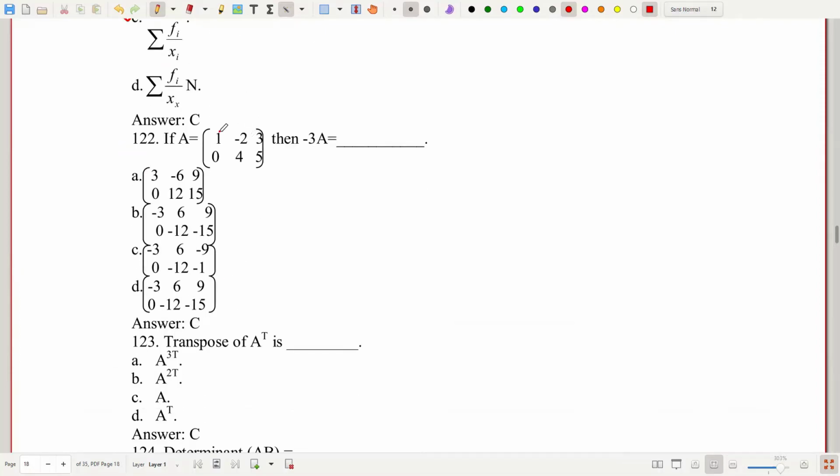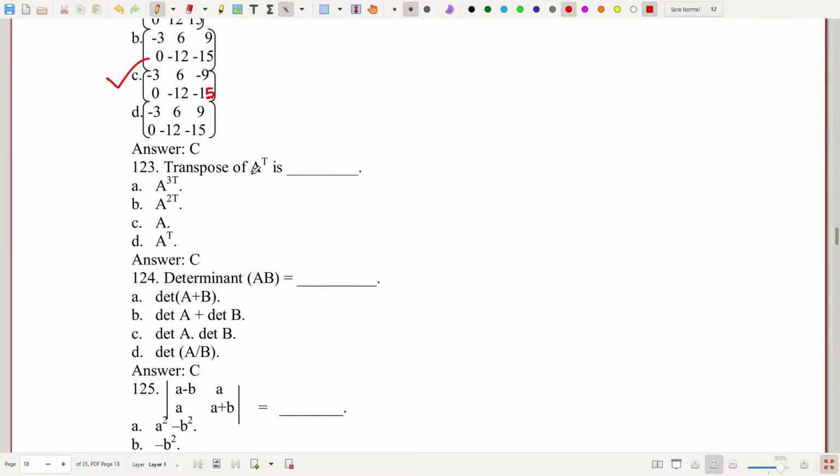If A is equal to 1 minus 2, 3 and 0, 4, 5, then minus 3A, that must be minus 3 plus 6 minus 9 and 0 minus 12 and minus 15. So that is minus 3, 6, minus 9, 0, minus 12. Here that must be minus 15. So that is the answer.